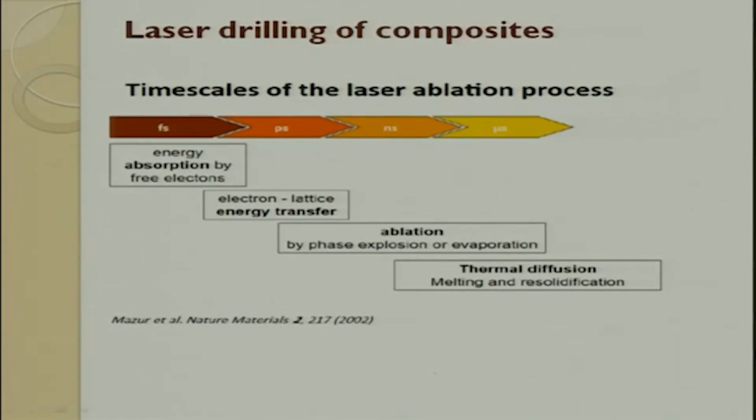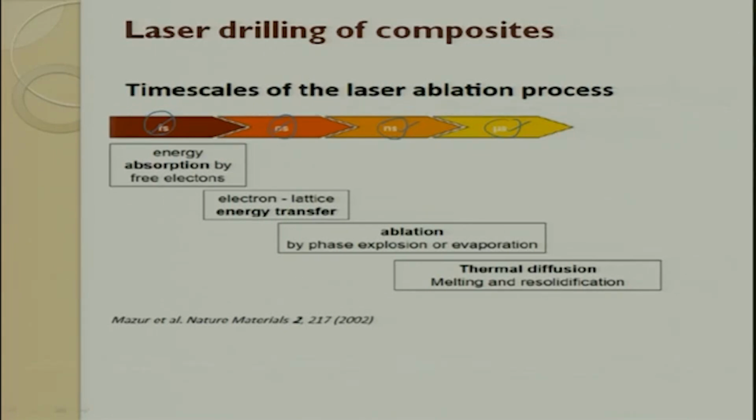The laser can be a femtosecond laser, a picosecond laser, a nanosecond laser, or a microsecond laser. When it is a femtosecond laser, the energy absorption by free electrons happens. When it goes to picosecond, the electron-lattice energy transfer happens. Then when it goes to nano, it is ablation by phase explosion or evaporation. When it goes to micro, it is thermal diffusion, more melt and resolidification. So, I have given you the mechanisms. This is the pulse interaction time with the workpiece.